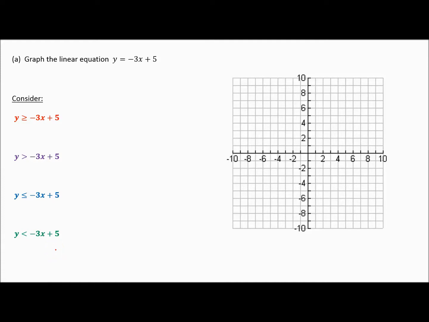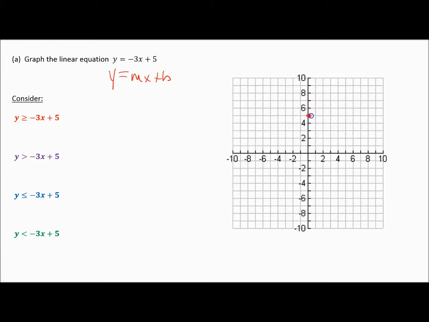So first of all, I want to graph y equals negative 3x plus 5. Okay, so not the red one, right up here, y equals negative 3x plus 5. So remember to do that. That's already in what we call y equals mx plus b form. Okay, so my 5 is my y-intercept.